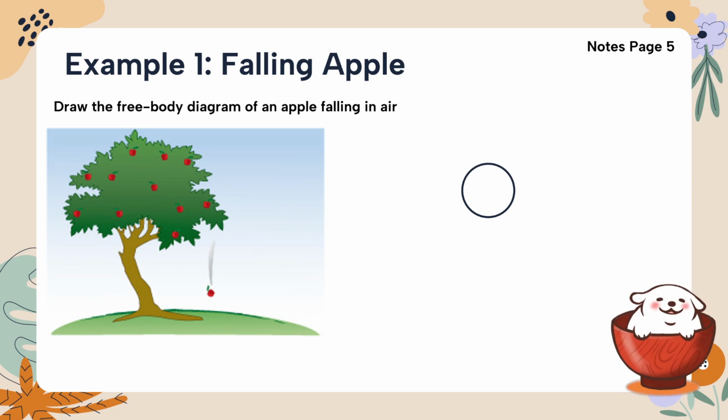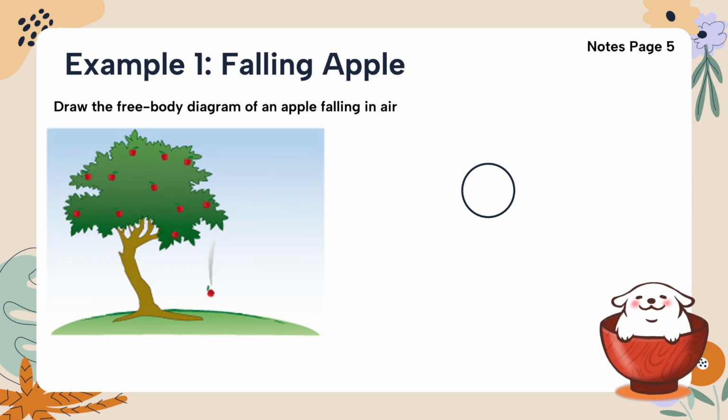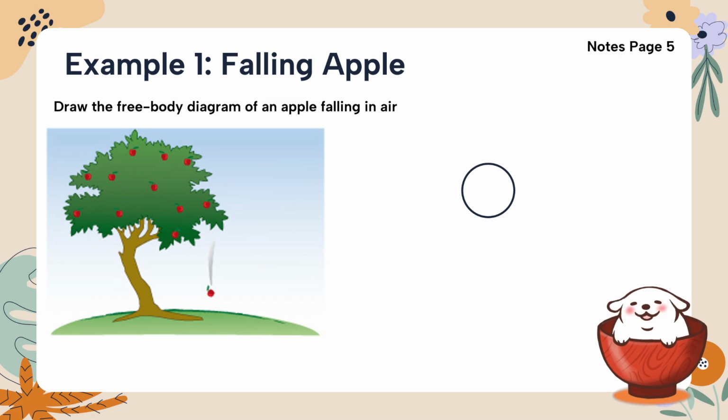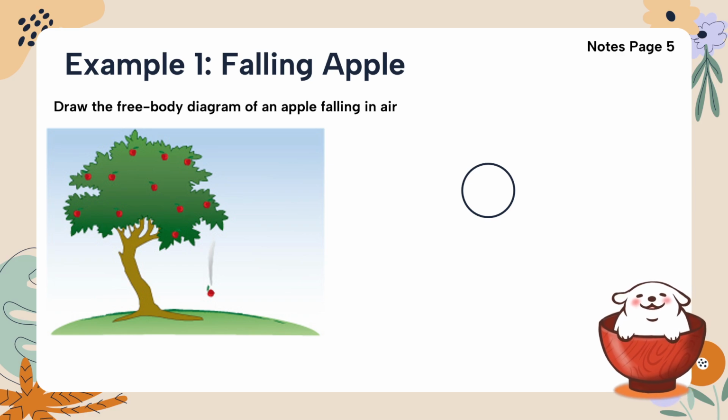Now, let us look at the example of an apple falling from a tree. In this case, we can represent the apple with a circle. Now, stop the video if you need some time to think about how to draw.